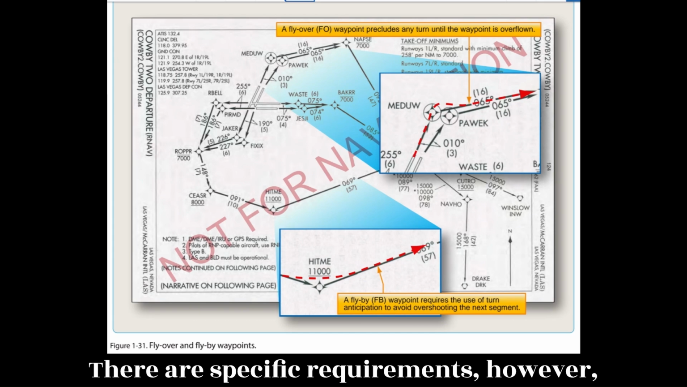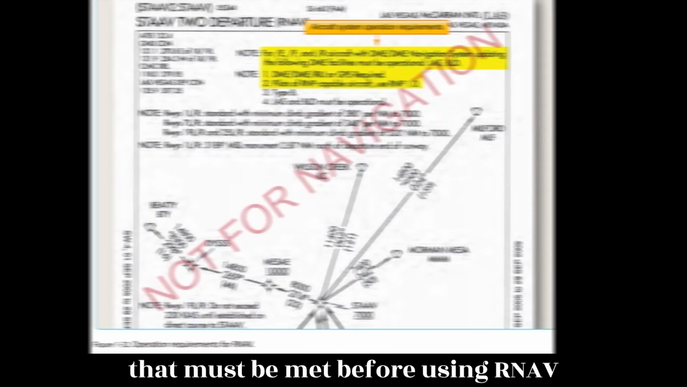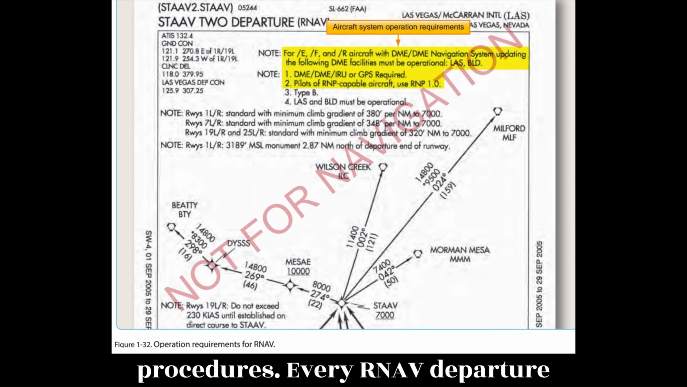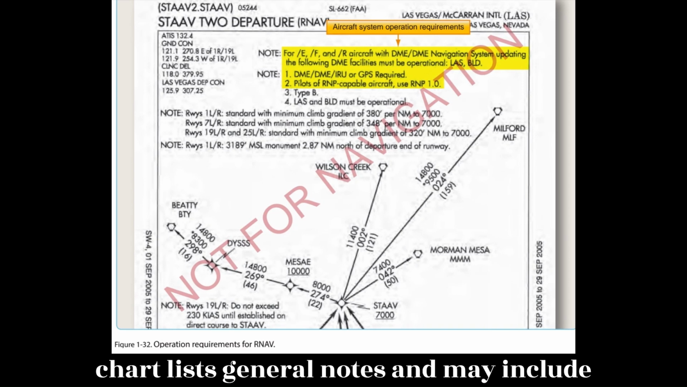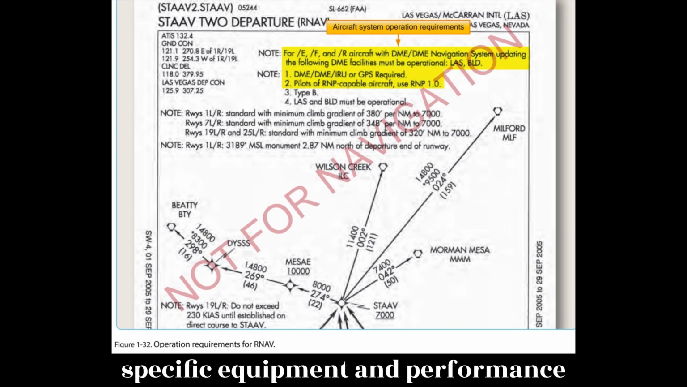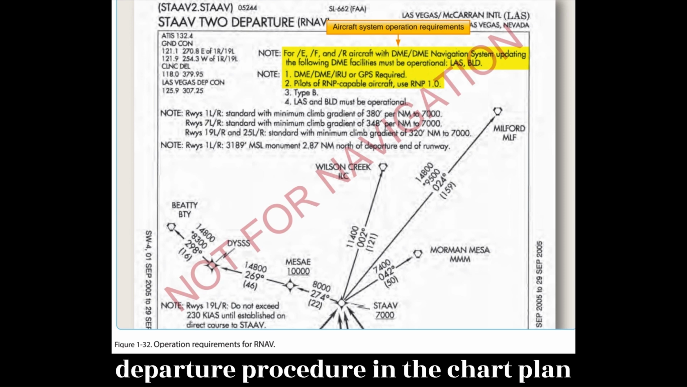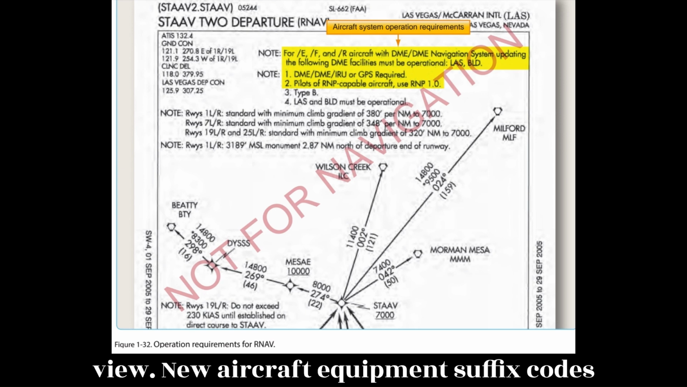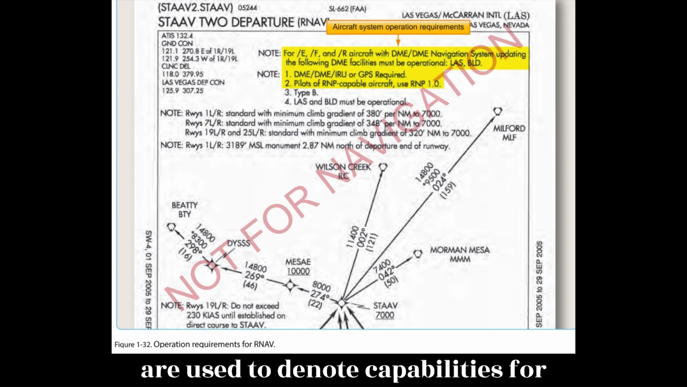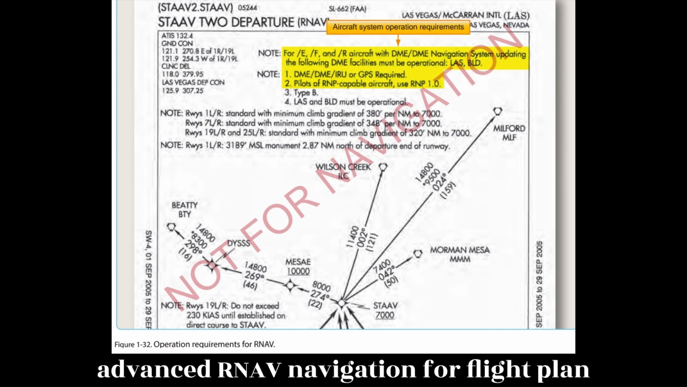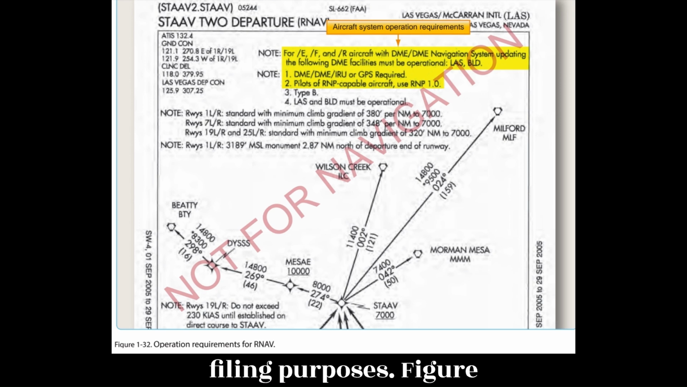There are specific requirements, however, that must be met before using RNAV procedures. Every RNAV departure chart lists general notes and may include specific equipment and performance requirements, as well as the type of RNAV departure procedure in the chart plan view. New aircraft equipment suffix codes are used to denote capabilities for advanced RNAV navigation for flight plan filing purposes. Figure 1.32.